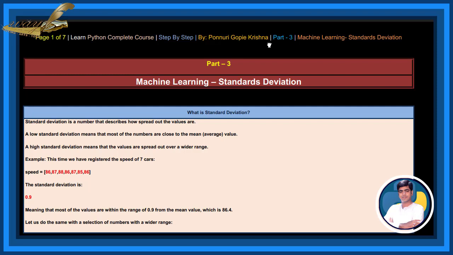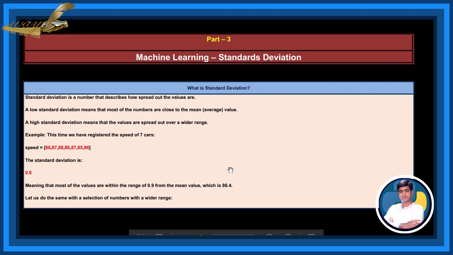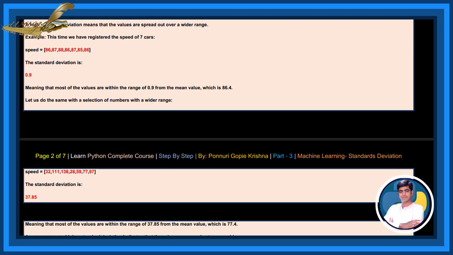Example: this time we have registered the speed of 7 cars. See, the standard deviation is 0.9, meaning that most values are within the range of 0.9 from the mean value, which is 86.4. Let us do the same with a selection of numbers with a wider range.